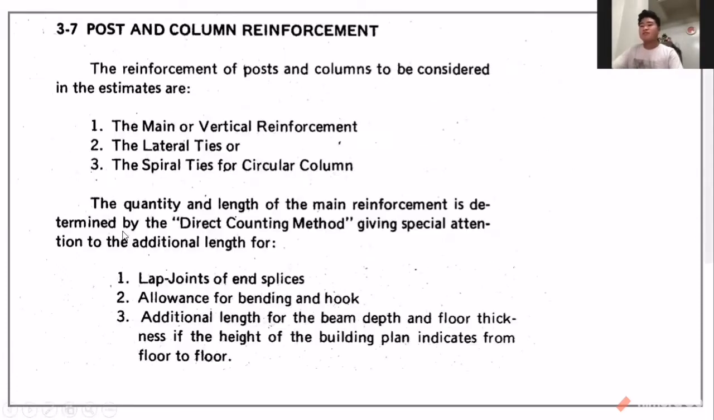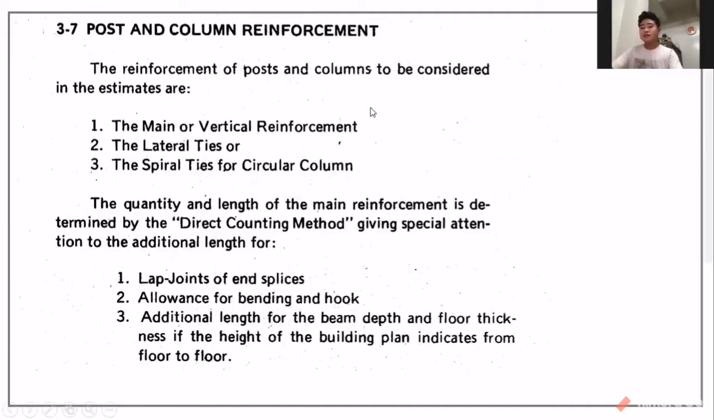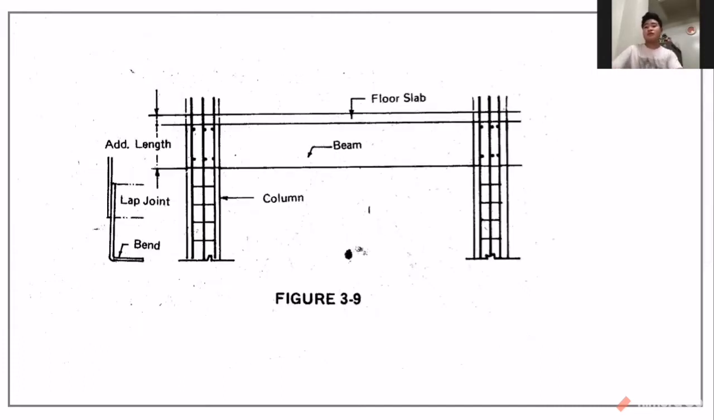It's here. Then second is the allowance for bending and hook. We can find it here. This is our column, this is our beam, and this is our slab, the floor slab. And then the third one is the additional length for the beam depth and floor thickness if the height of the building plan indicates from floor to floor. So this is the additional length.